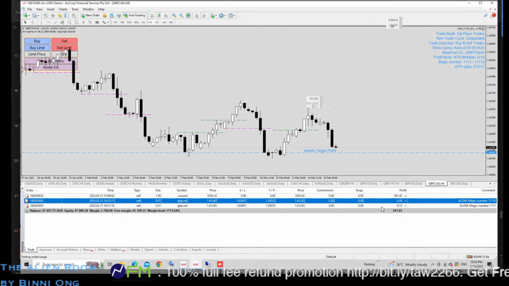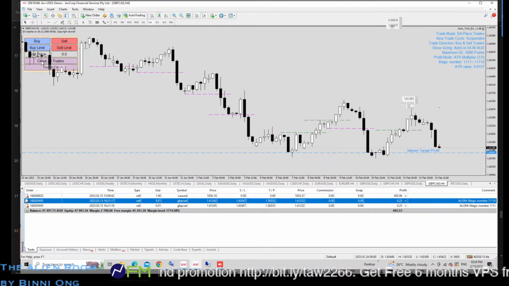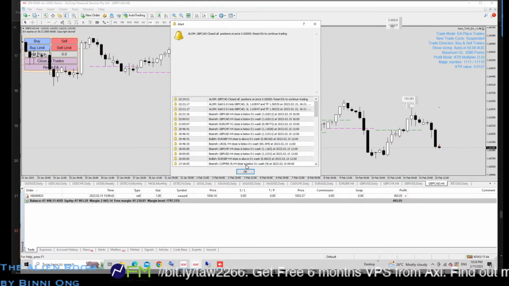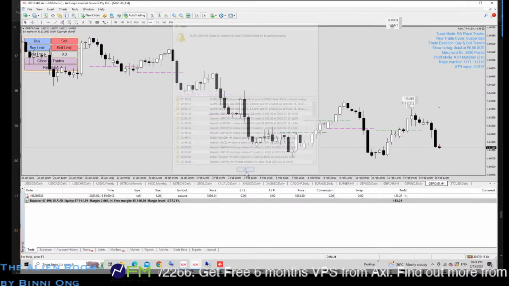If you want to close any trade that's being done by Alum, there is this button here to say close all trades. I'm just going to close all the trades here. When you close them, you see automatically, boom, boom, boom, all closed already. Close all the trades.